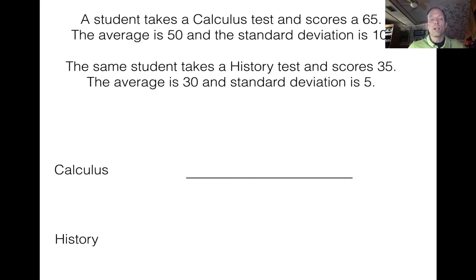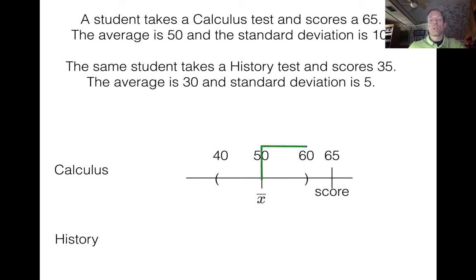On the number line, I'm going to write in my average is a 50 on the calculus test. I'm going to go ahead and make a range above and below 1 standard deviation from the average. So that's going to be a range of 40 to 60. What we'll do next is we're going to go ahead and mark the score of 65. And we'll write score in there.